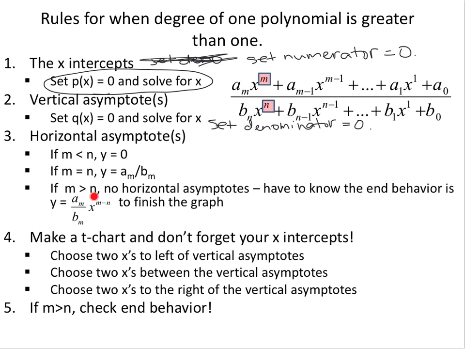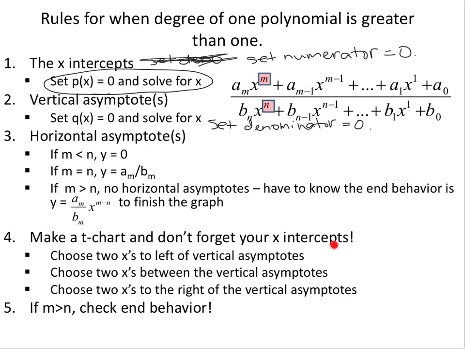And then if m is greater than n, so if this top degree is bigger than this degree, then there is no horizontal asymptote. And so we'll have to do this thing that has end behavior. And the end behavior equation, notice, is linear in this case. So y is equal to a sub m divided by b sub m, leading coefficients, raised to the m minus n power. In this one, it's usually linear for us because we're in algebra 2, but that can also be nonlinear.